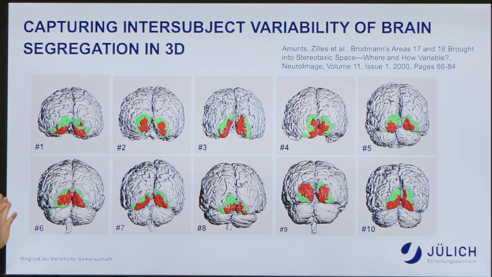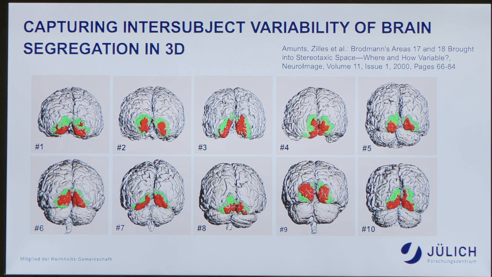So if you take brains of 10 different humans and you map, in this case, the primary and secondary visual areas, you would see that the location of these areas is very, very different in the different brains. So here we have this problem that it is very difficult to give a good explanation in a reference space, because it might be very different in the individual subjects. And that is something we do in Jülich for many decades, and which is the basis for the cytoarchitectonic probabilistic atlas that we support in the Human Brain Project.